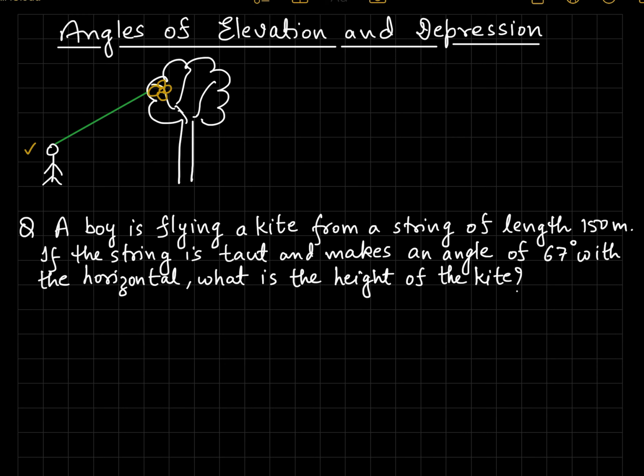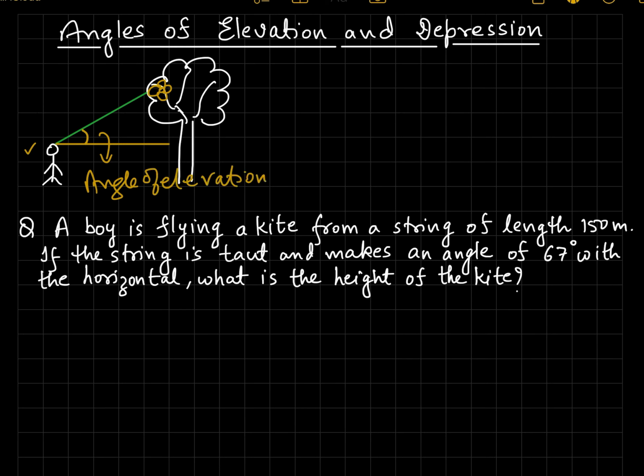Angle of elevation is like this: if I draw a horizontal line here, then my angle of elevation would be this angle.